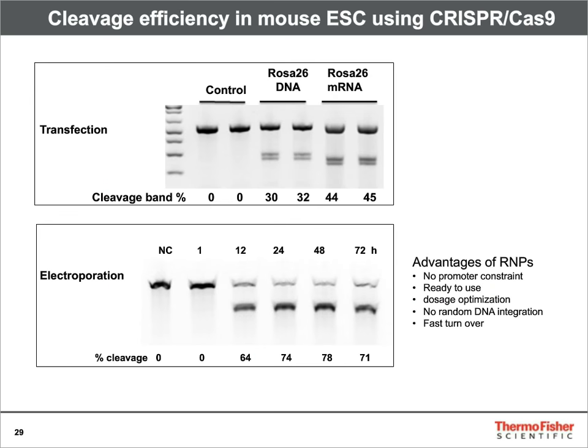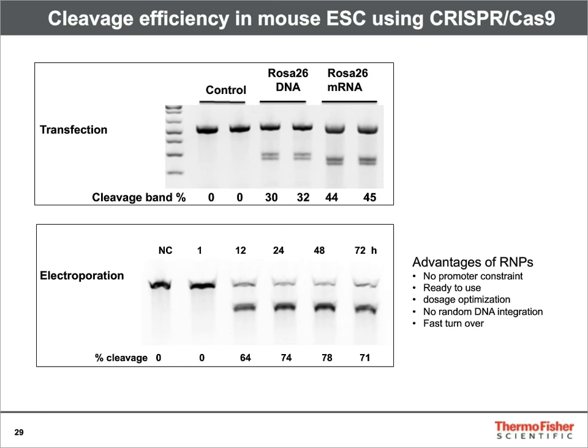Let me walk through the results of an editing experiment in mouse ESCs. We selected the mouse Rosa26 locus as it is used for various knock-in applications. We compared editing efficiency of various CRISPR-Cas9 formats.